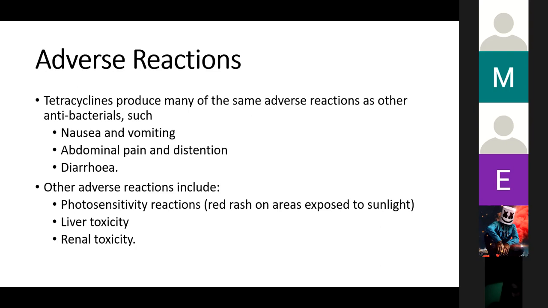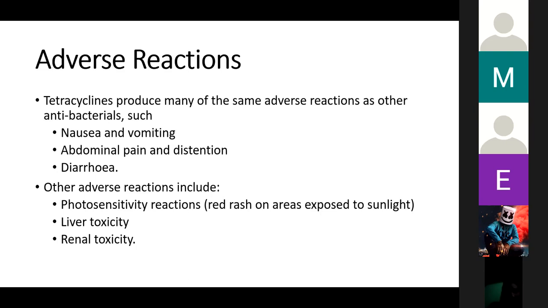But what I'm saying is that for an exam, I expect you to talk about the ones which are not nausea, vomiting, abdominal pain, distension, diarrhea. So if you look at tetracyclines, they cause photosensitivity. So you have a rash on the exposed areas of the skin. Like if the patient wears short sleeves, the arms, the face, the flexural areas, those places which are exposed, you'd have rashes over that place.